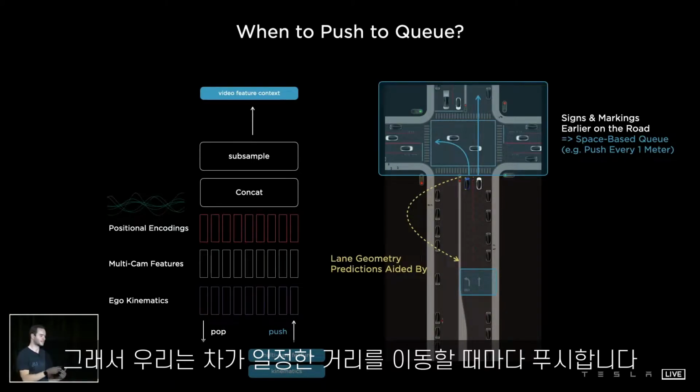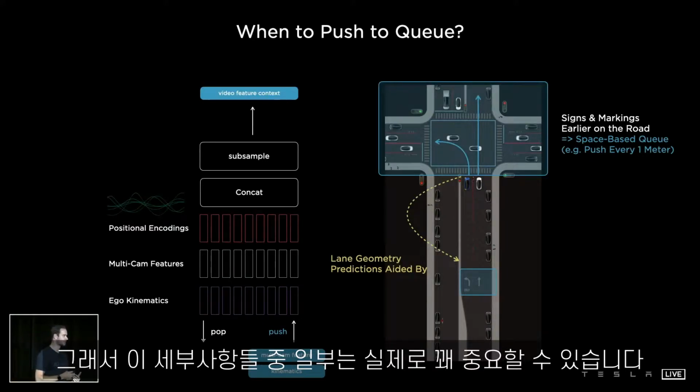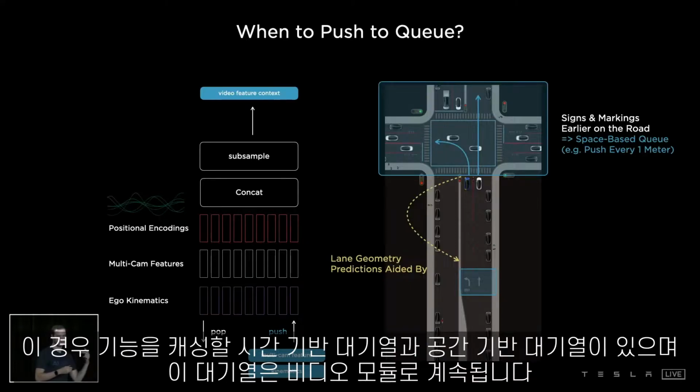So we push every time the car travels a certain fixed distance. So some of these details actually can matter quite a bit. And so in this case, we have a time-based queue and a space-based queue to cache our features, and that continues into the video module.